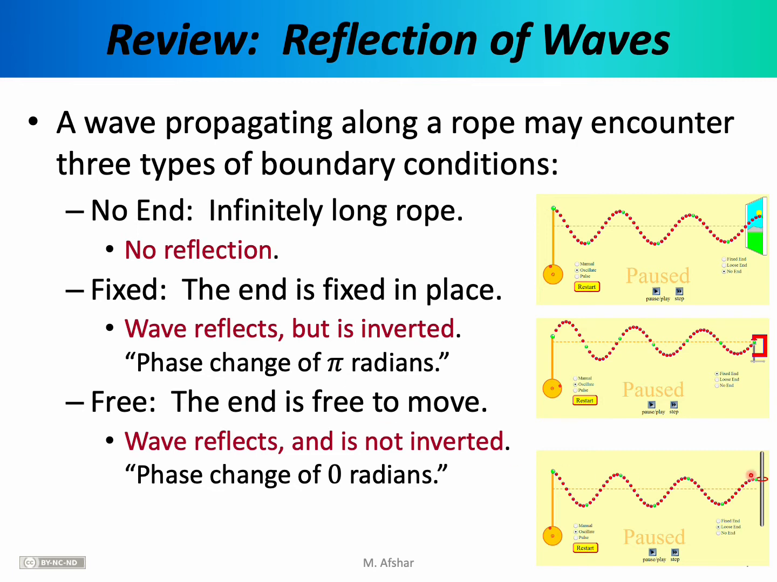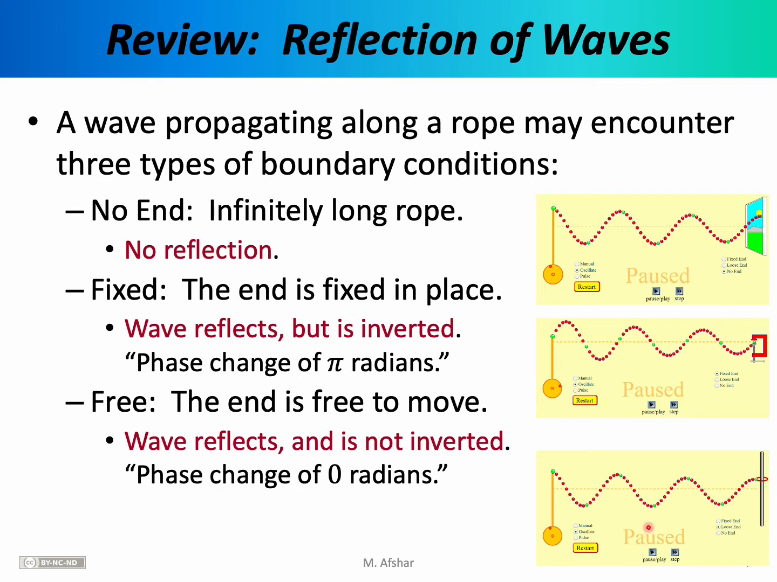Of course, you can also have a free end. In other words, the last molecule or last element of the wave is not fixed in place. In fact, it's allowed to move up and down freely. In that case, the energy still reflects from the boundary condition, but it is not inverted. We say that the phase change is 0 radians.